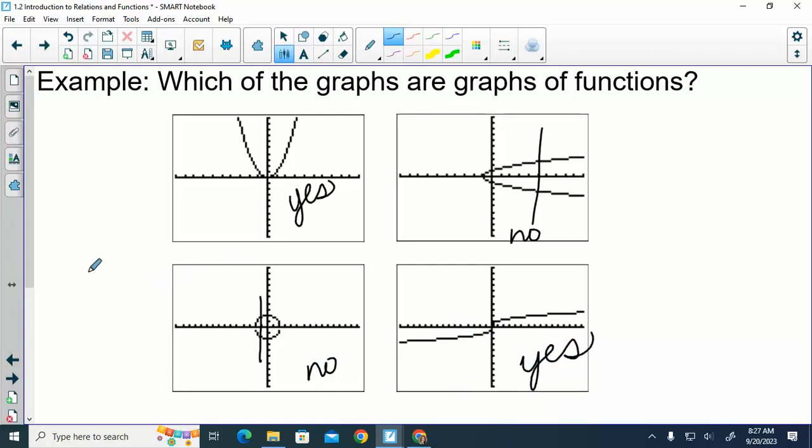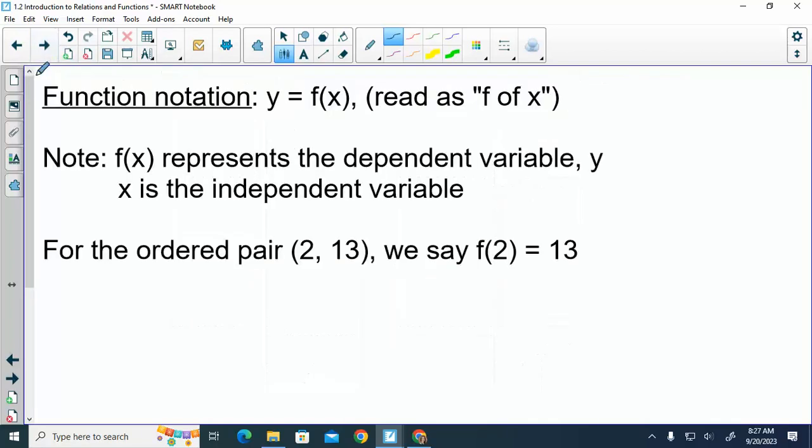Final thing we want to talk about today, function notation. So that's when you're seeing the f of x. F of x represents the y variable. So when I say f of 2 equals 13, that's saying the x is 2, the y is 13. So ordered pairs can be written in function notation.